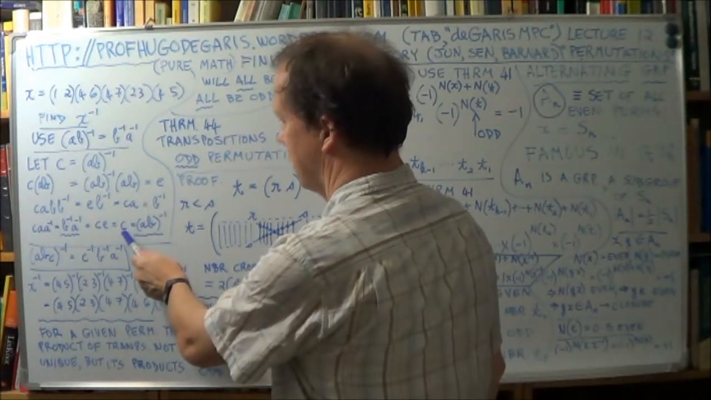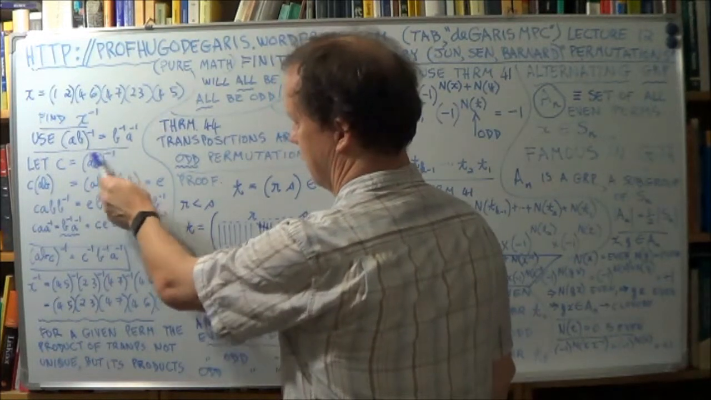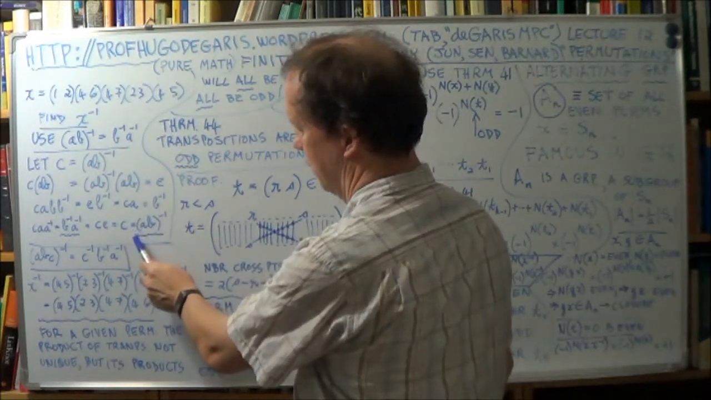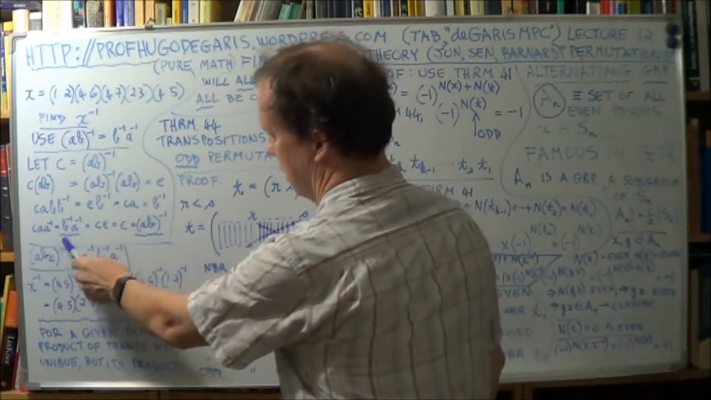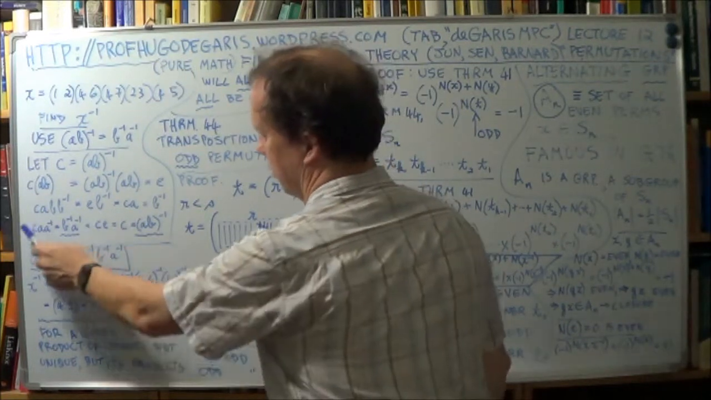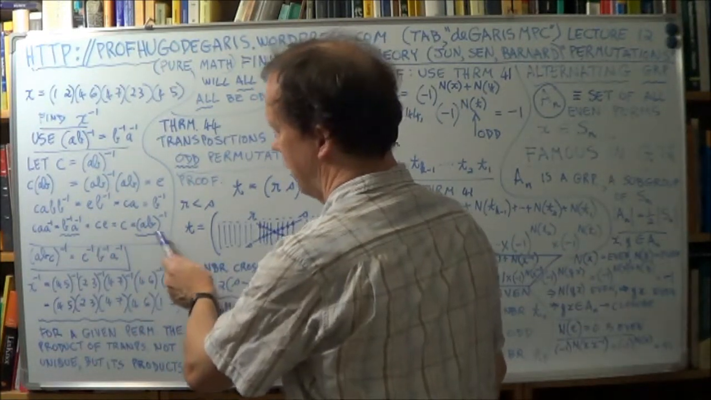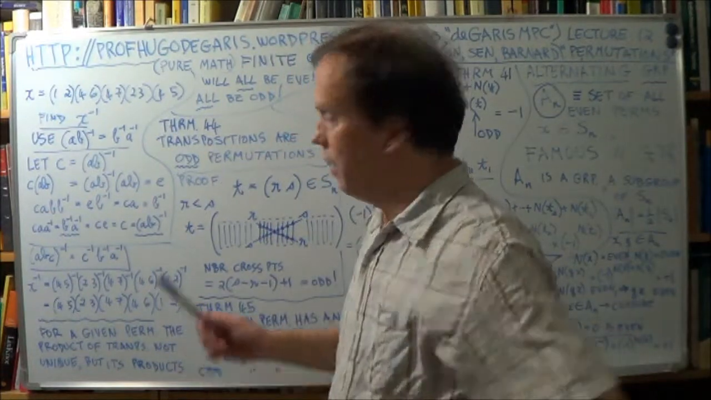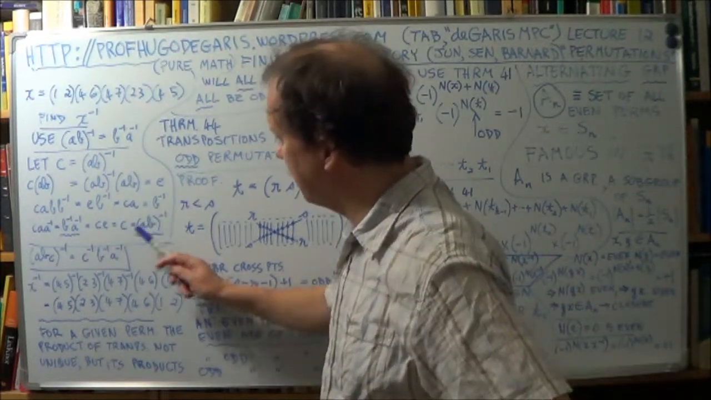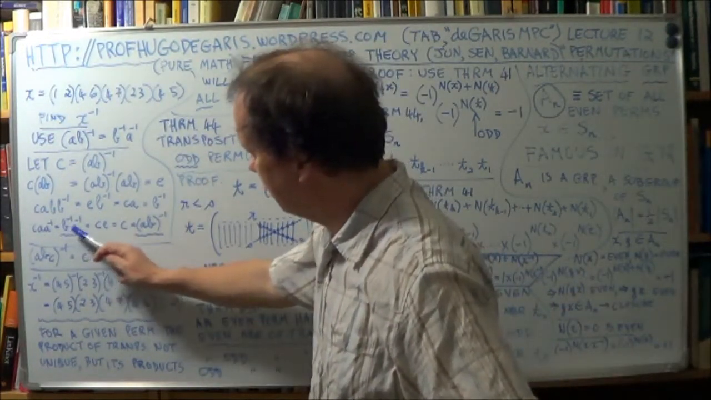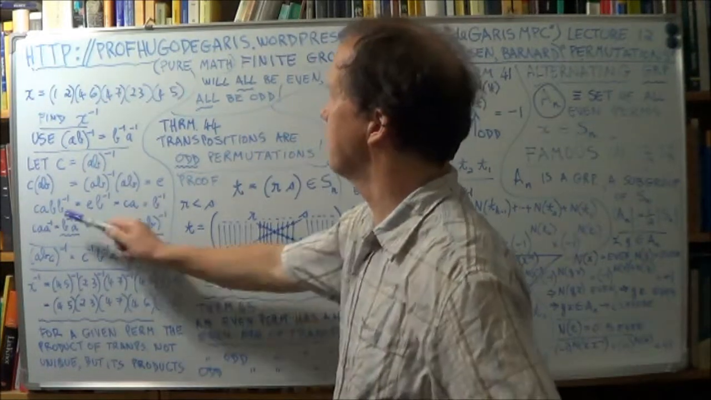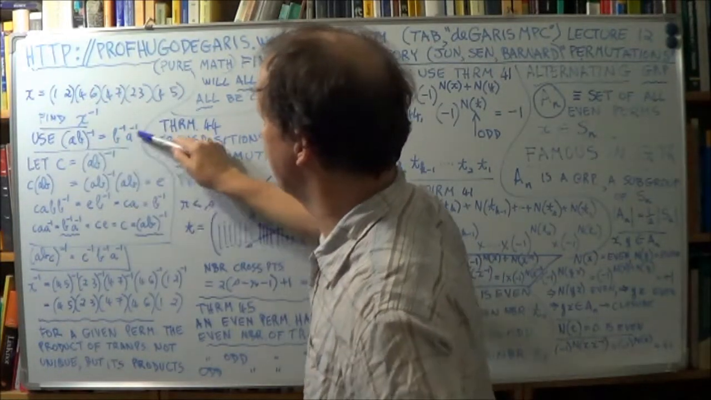But what is C? C is the inverse of AB. So, in other words, all these things on this line are equal, and that and that are equal. And therefore, the inverse of the product is equal to the product of the inverses reversed. Okay, so we've proved this.